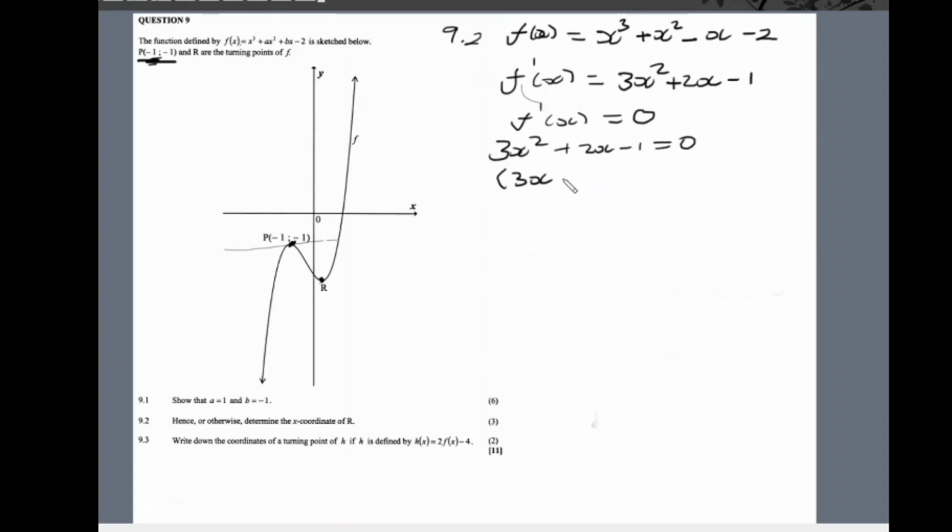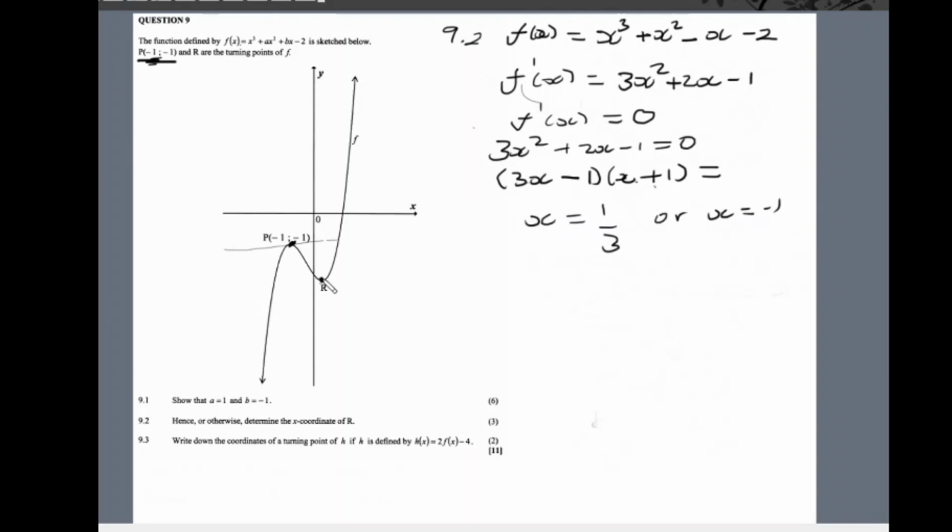So r is a turning point, so to calculate the coordinates of r, we will need to calculate the first derivative of f of x, right? This will be 3x squared plus 2x minus 1. And then to calculate the x coordinates, we know we have to equate the first derivative to 0 and solve for x, right? So that is f prime x equals to 0, and then solve for x, right? I'll have 3x minus 1 and x plus 1, right? So x will be 1 over 3 or x equals to minus 1.